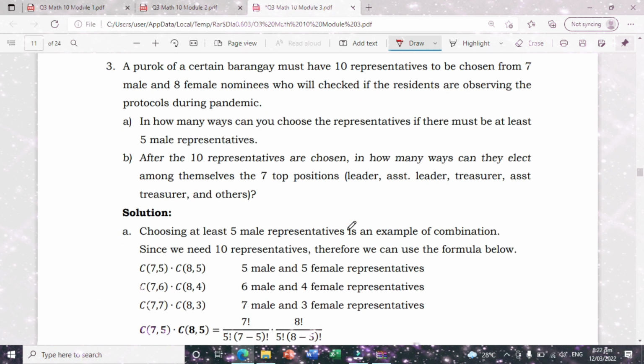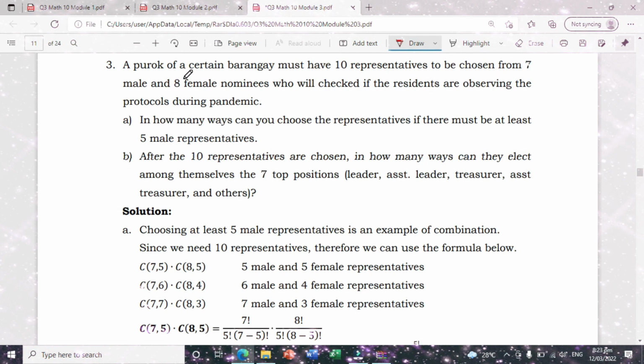Number 3. A purok of a certain barangay must have 10 representatives to be chosen from 7 male and 8 female nominees who will check if the residents are observing the protocols during the pandemic. A. In how many ways can you choose the representatives if there must be at least 5 male representatives? And letter B. After the 10 representatives are chosen, in how many ways can they elect among themselves the top 7 positions? The leader, assistant leader, treasurer, assistant treasurer, and others.